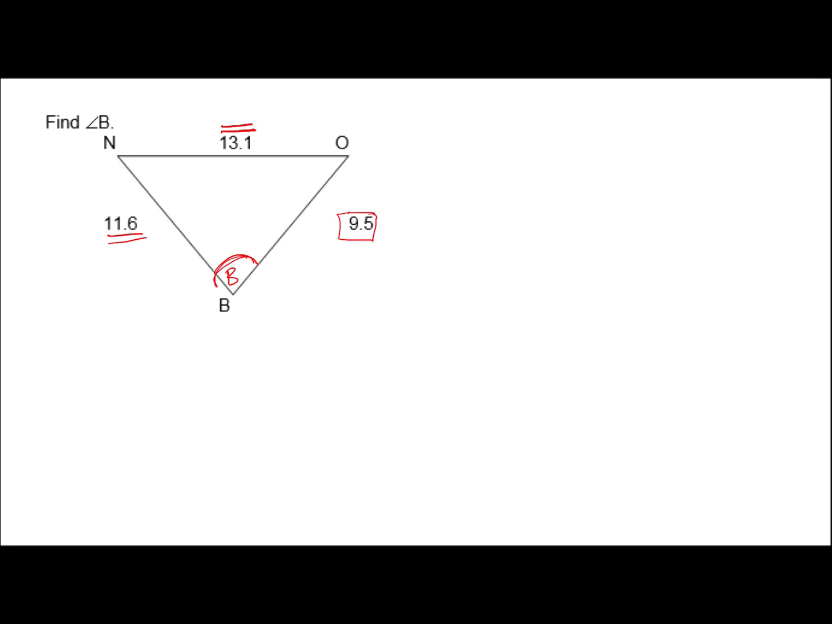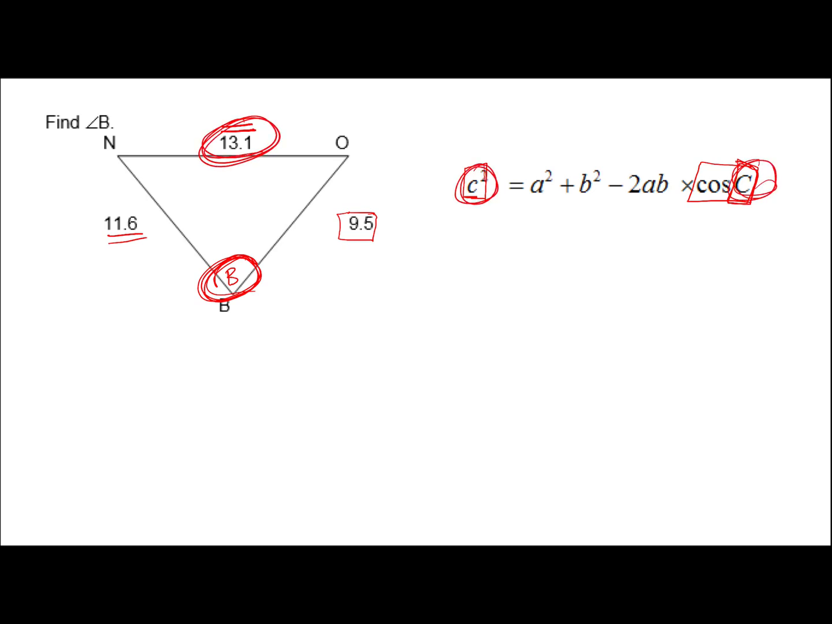Okay, and we're trying to find this angle. Now, let's look at our equation. When we take C, does it matter what A, B, and C is? Yes. C here corresponds to this angle that we take cos C of. So right here, that's the angle we're looking for. So that means C will correspond to the opposite side.